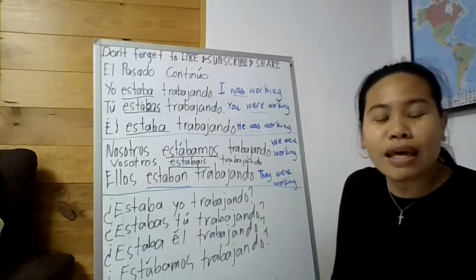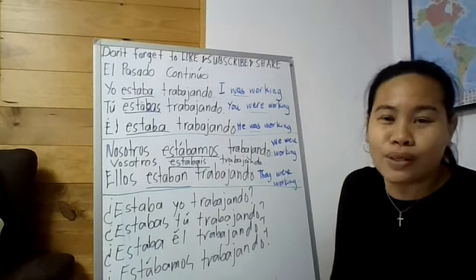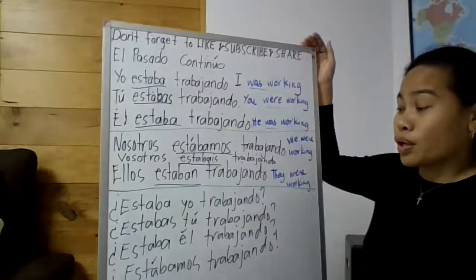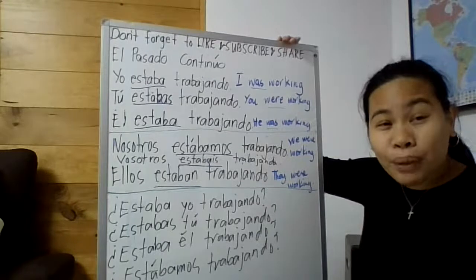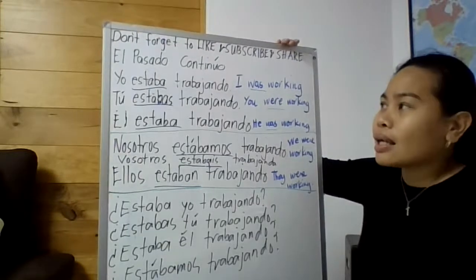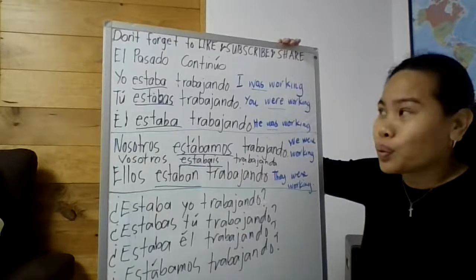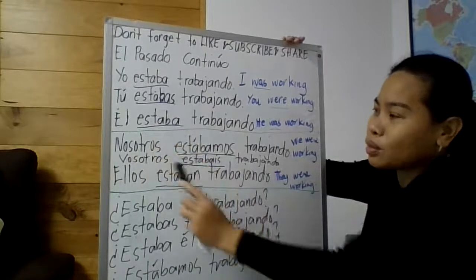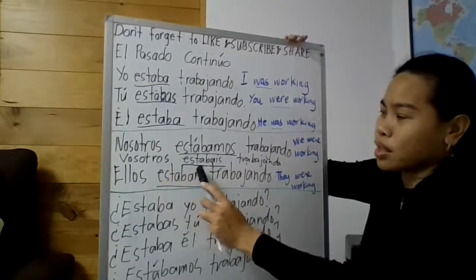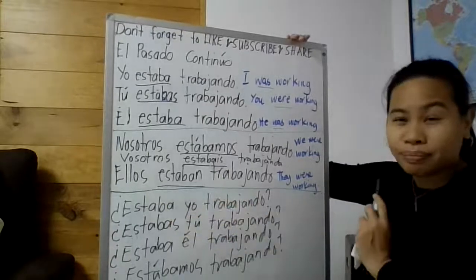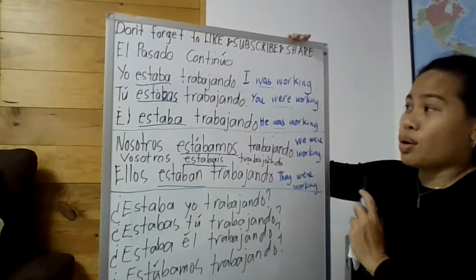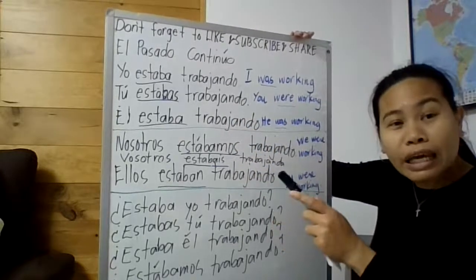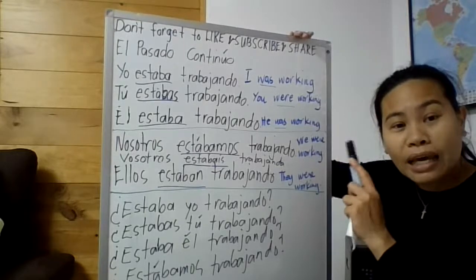Let me know if you have any comments, suggestions, or opinions about our topic. Okay, people? So, this is how you are going to use the verb be in el pasado continuo. ¿Vale? So, yo estaba, tú estabas, él estaba, nosotros estábamos, vosotros estabais, and ellos estaban. Okay? So, trabajando is lo mismo because in English, that is the verb that ends with ing.